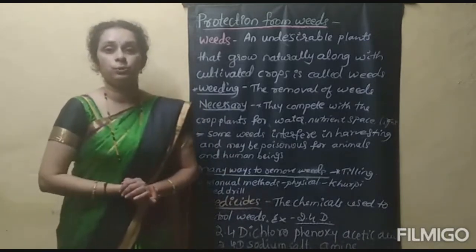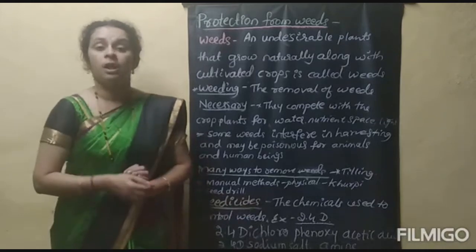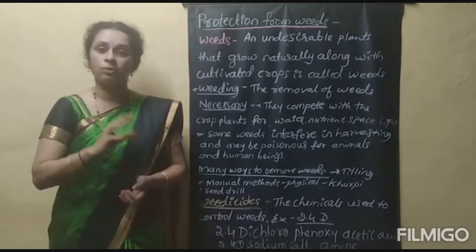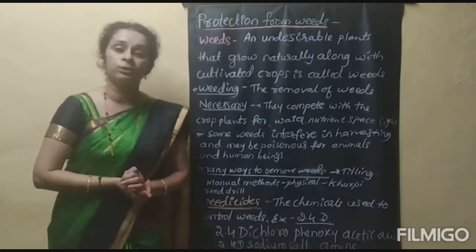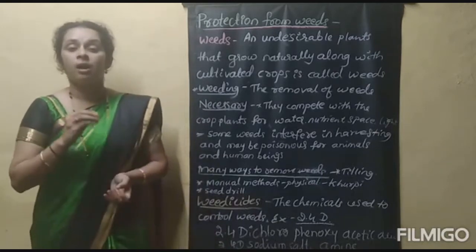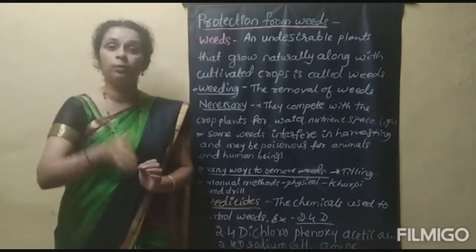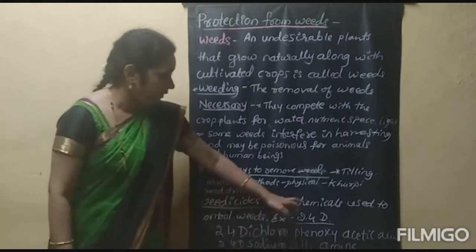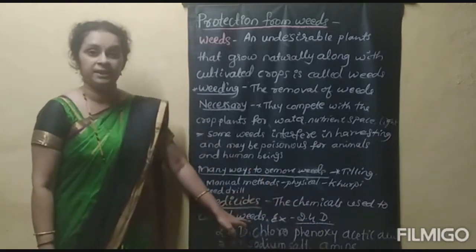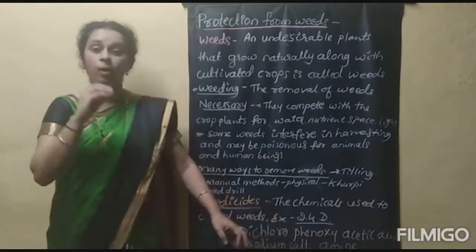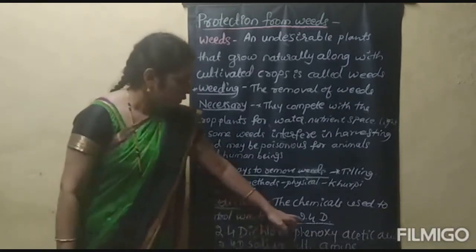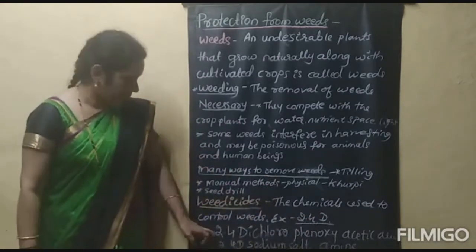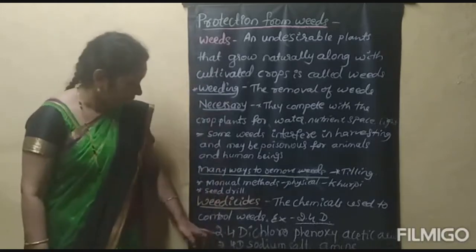Sometimes farmers will use certain chemicals to remove the weeds. Those chemicals used to control or remove weeds are called weedicides. Weedicides are the chemicals used to control weeds. For example, a very commonly used weedicide is 2,4-D. There are different forms of 2,4-D.